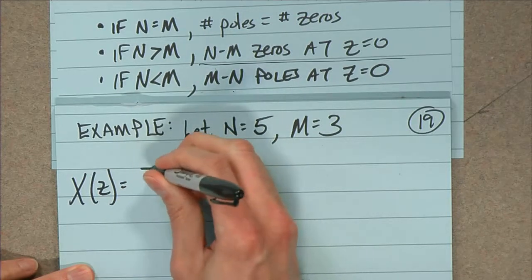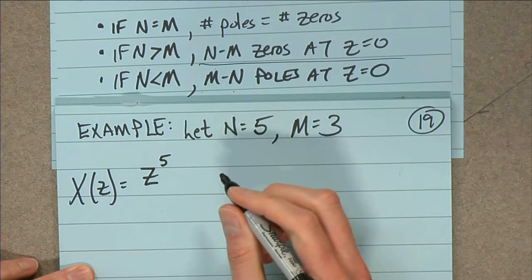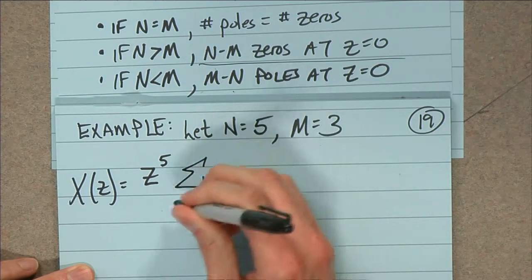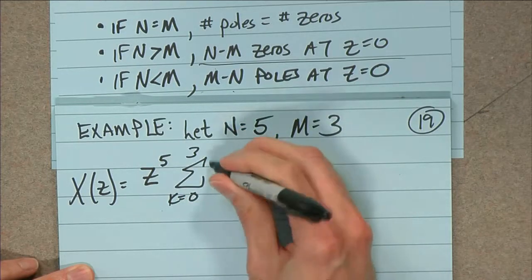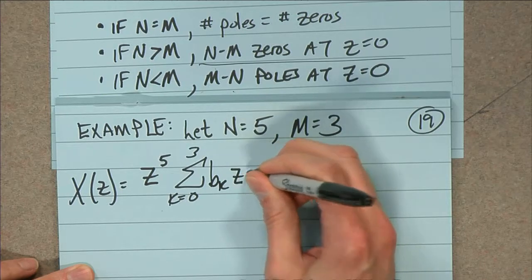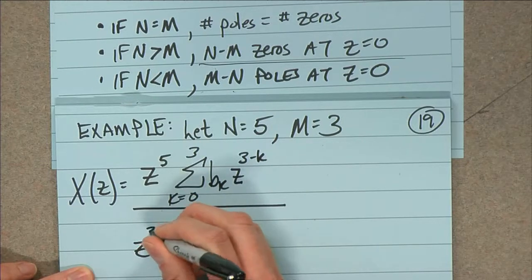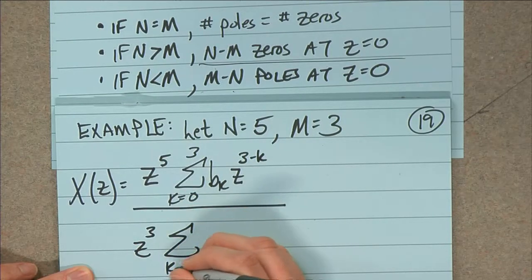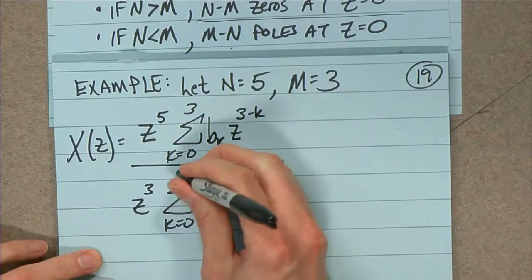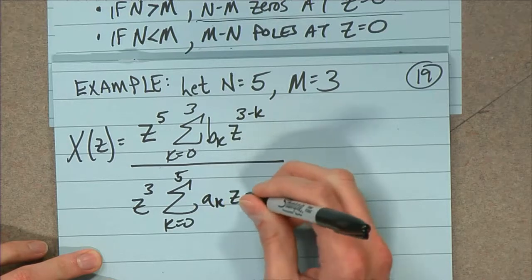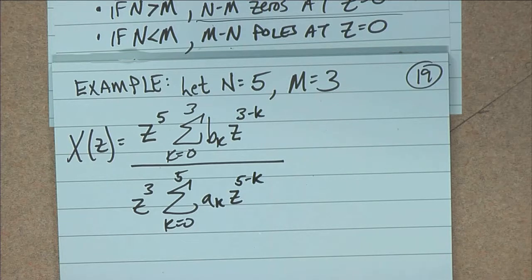So if we do that, we'll end up with what? Z to the 5th, the sum from k equals 0 to 3, m is 3, and that's b sub k, z to the 3 minus k, all over z cubed, and z to the what? 5 minus k. So we're just going to plug in some numbers and see what happens.